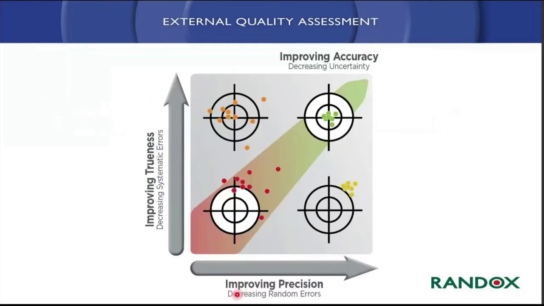So let's look at a few different examples, because really what we're trying to achieve here is to improve our accuracy, not only improving our precision, so that all of our measurements are close together, and not only improving our trueness, so that we're closer to the mean. We want to improve both trueness and precision, and basically improve our overall accuracy. Doing that, we will decrease our uncertainty. We will be more certain of the values that we are obtaining.